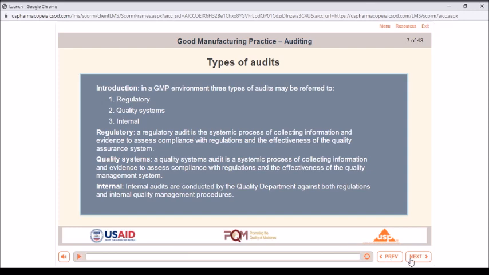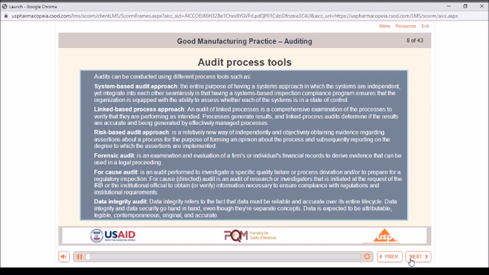Audit process tools. Audits can be conducted using different process tools such as system-based audit approach. The entire purpose of having a systems approach in which the systems are independent yet integrate into each other seamlessly is that having a systems-based inspection compliance program ensures that the organization is equipped with the ability to assess whether each of the systems is in a state of control.